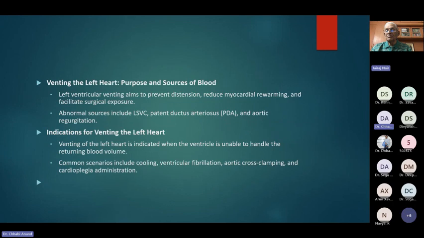Venting the left heart, purpose and source of blood. Left ventricular venting aims to prevent distension, reduce myocardial remodeling, and facilitate surgical exposure. Abnormal sources include LSVC, patent ductus arteriosus, and aortic regurgitation. Indications for venting the left heart. Venting of the left heart is indicated when the ventricle is unable to handle the returning blood volume. Common scenarios include cooling, ventricular fibrillation, aortic cross clamp, and cardioplegia administration.